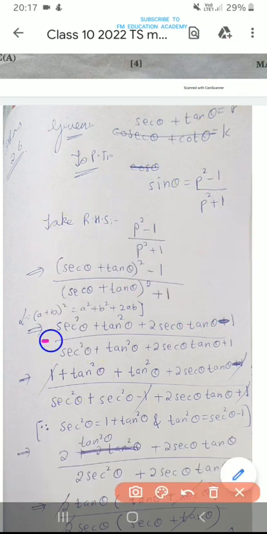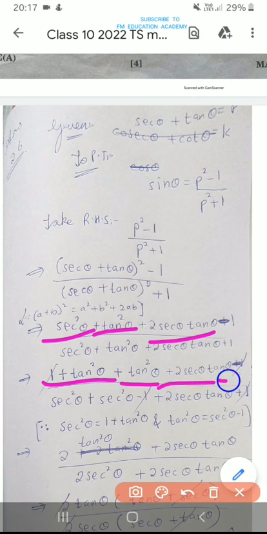So that only I am writing. In place of secant square theta, 1 plus tan square theta, plus tan square theta plus 2 secant theta tan theta minus 1, whole divided by secant square theta as it is.